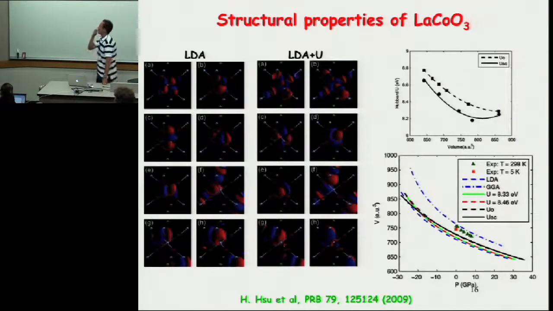A more recent example of that, on lanthanum cobaltite, was worked out by another postdoc in Renata's group very recently, and shows the importance of evaluating this parameter consistently with the structure. So what one should do is to evaluate the U, do a relaxation with that U, re-relax, recompute the U, and re-relax until structure and electronic parameters converge with each other.